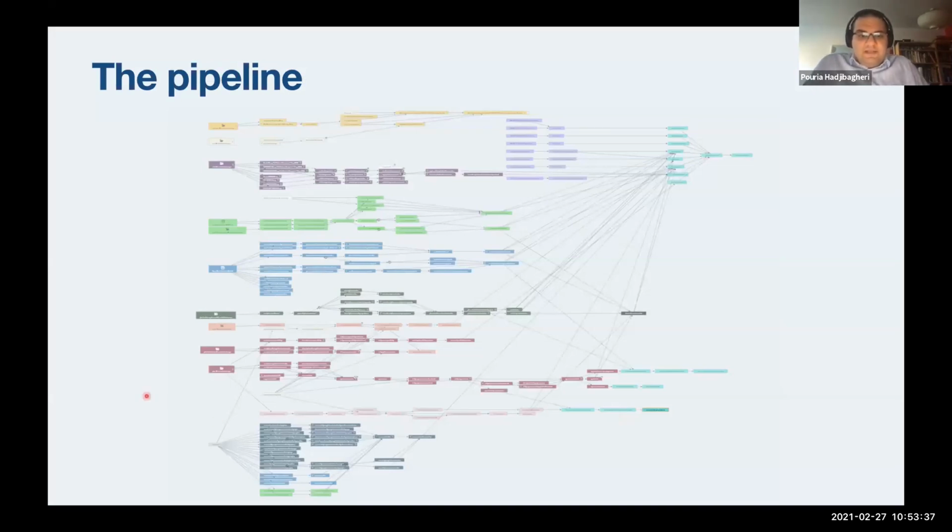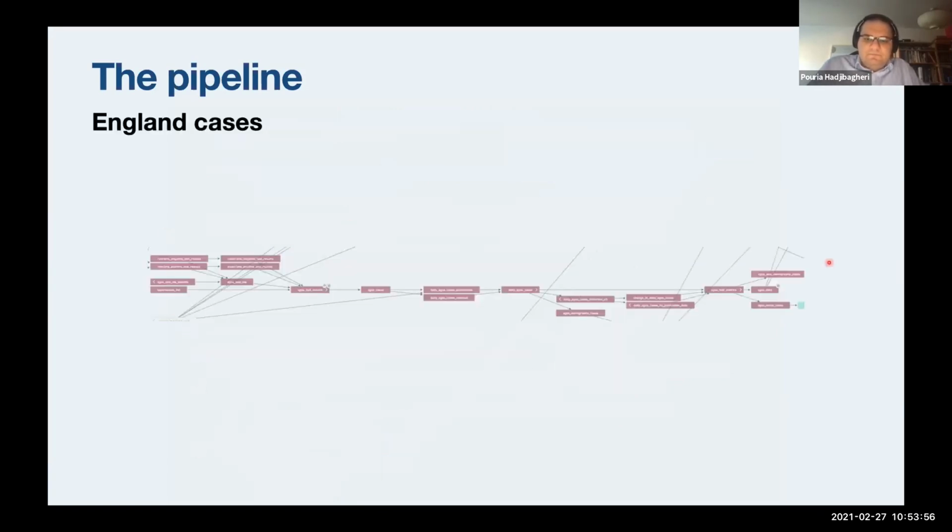Now, talking of complexity, this is our pipeline. So each of these colors signify a different type or category of data that is being processed to produce the final output. And if I go further, you can see this is the SCSS source that produces England cases. You can see this is just to produce cases by specimen date for England.